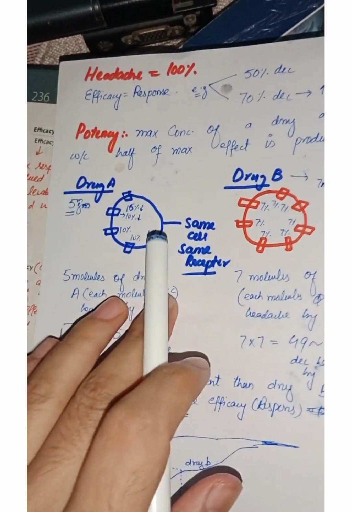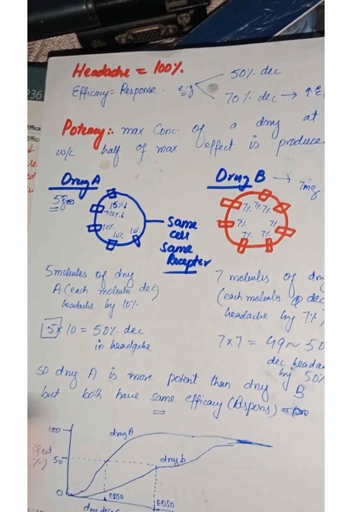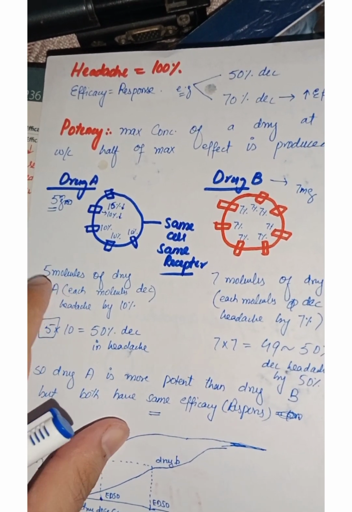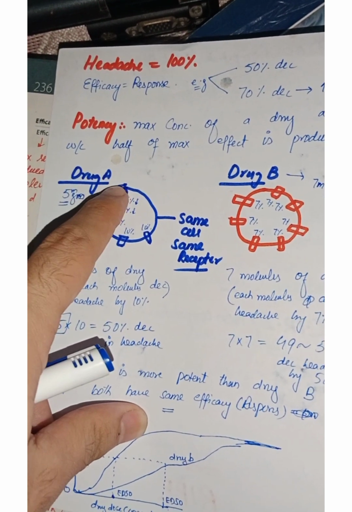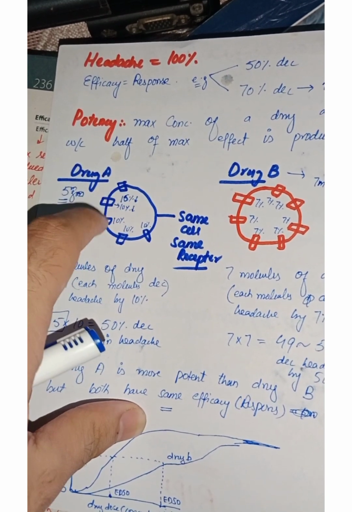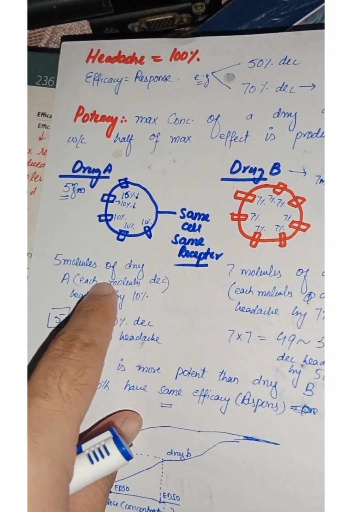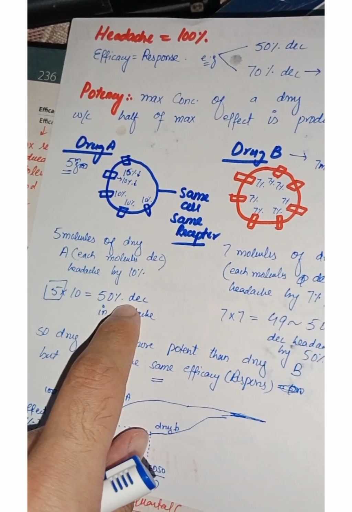And how does this happen? Let's come to the molecular level. Let's suppose we take each gram equal to 1 molecule. So there are 5 molecules, for the sake of understanding. Each molecule binds at a receptor, and each molecule decreases your headache by 10%. So each molecule decreases the headache by 10%, and the total decrease in the headache is 50%.